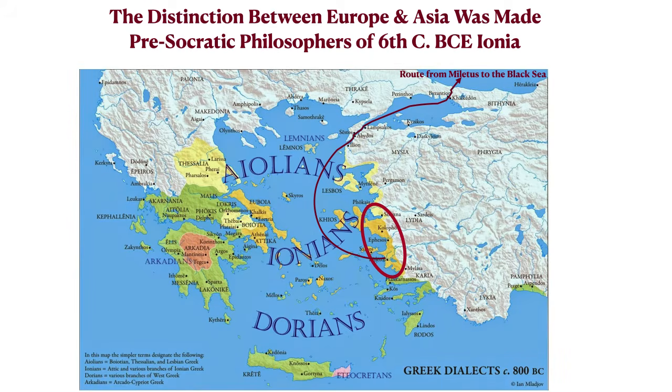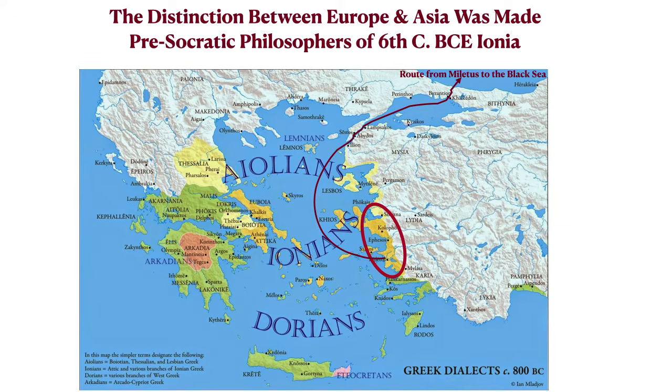But getting back to making the actual distinction between Europe and Asia, it seems to have first been made in the 6th century, the 500s BC or BCE, in what was known as Ionia.